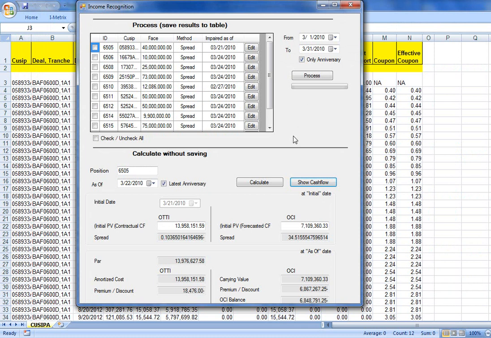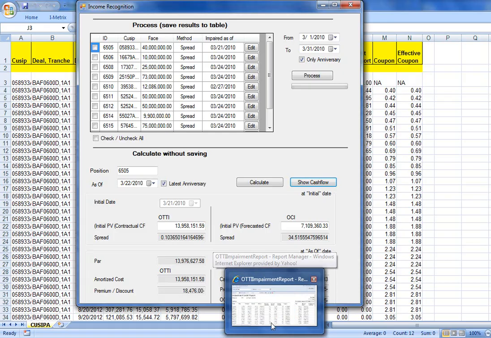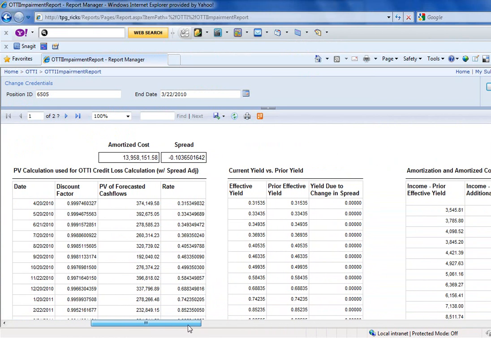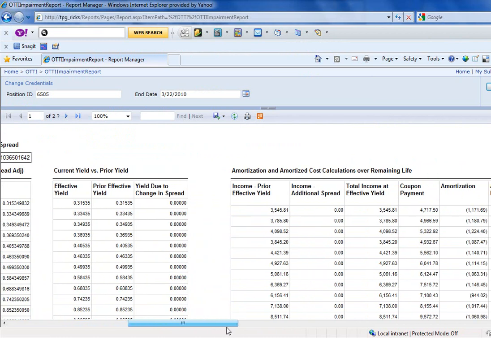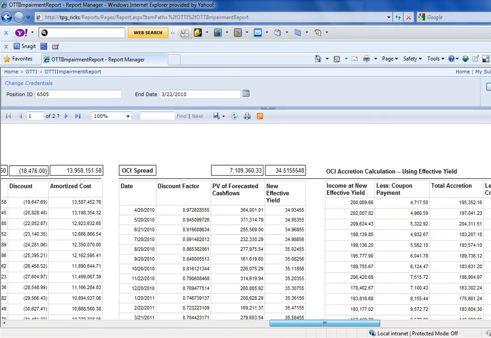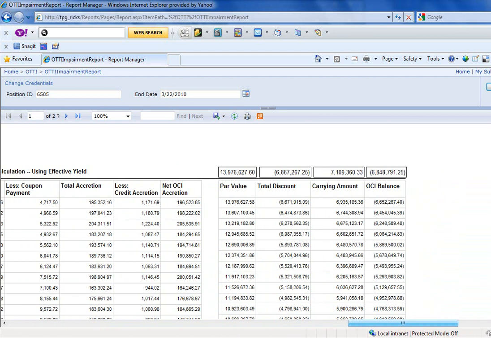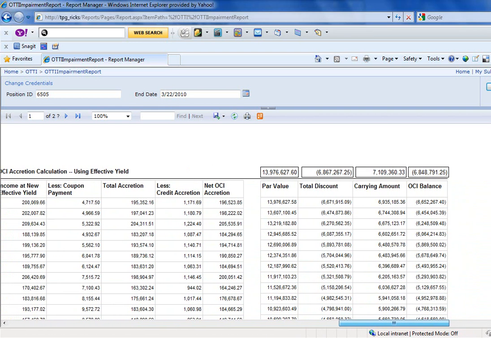Now, the OTTI Analyzer will also create reports as well as GL entries to support your audit requirements and documentation for your impairment positions. Running reports is very easy through the OTT Analyzer. We use MRS reporting services at this point, and we include detail reports which will show the cash flows along with all the amortized cost information, current yield versus prior yield, as well as any OCI accretion that you might have on your impaired positions.